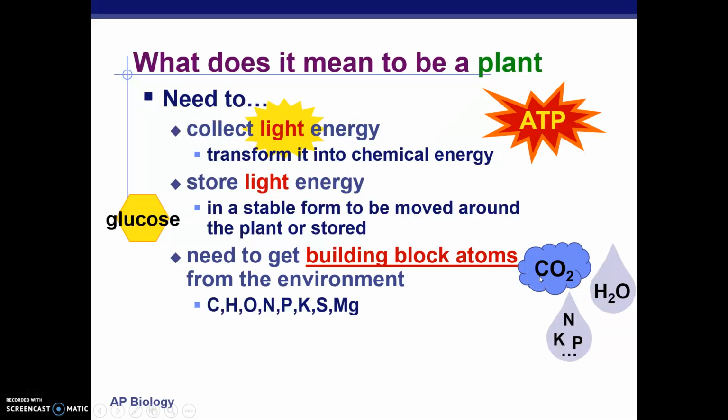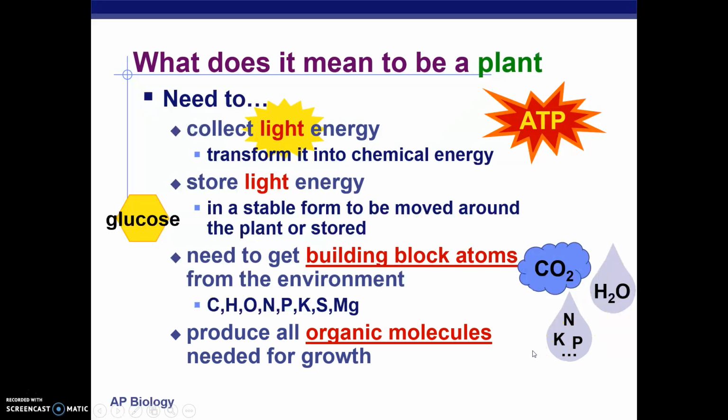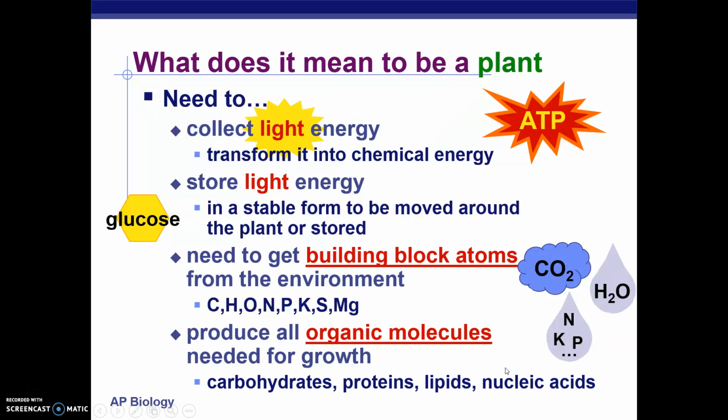So carbon mainly comes from the air, the atmosphere, and then there is water that comes in from the roots. Along with it are other minerals such as nitrogen, NPK: nitrogen, phosphorus, and potassium. And plants use those building block atoms and produce all of their organic molecules, the 4 macromolecules we've learned about.